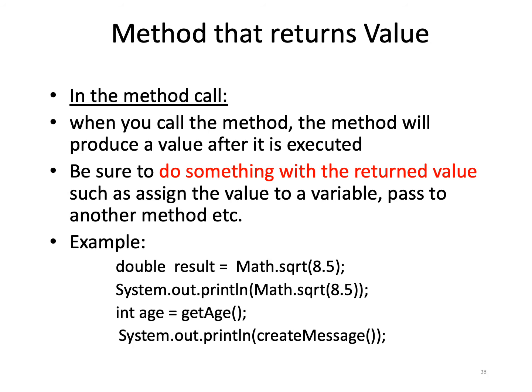For example, we have seen and used Math.sqrt before. We know that the square root method returns the value of the square root. So we can have a variable to hold the value, such as double result = Math.sqrt(8.5), or we can also do System.out.println(Math.sqrt(8.5)). We can do similar things to any methods that we define ourselves.